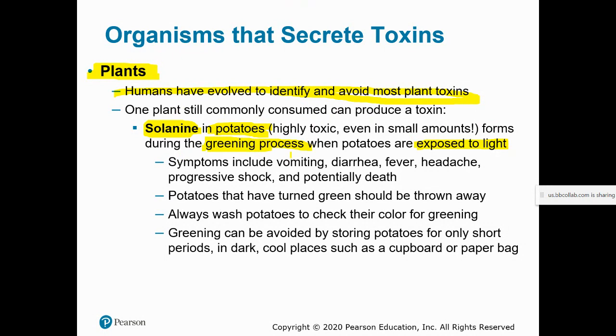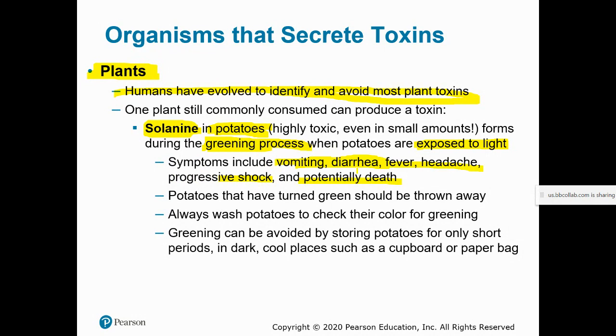I'm saying only do this experiment just to sort of see, but then you need to throw that potato away, because as it starts to literally turn green on its skin, it is producing solanine, and solanine can be quite toxic. So symptoms, if a person accidentally ingested a green potato, would be vomiting, diarrhea, fever, headache, and depending on the amount of toxic solanine ingested, there could be eventually shock and even death.